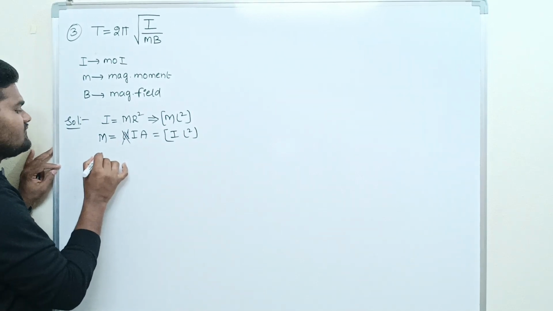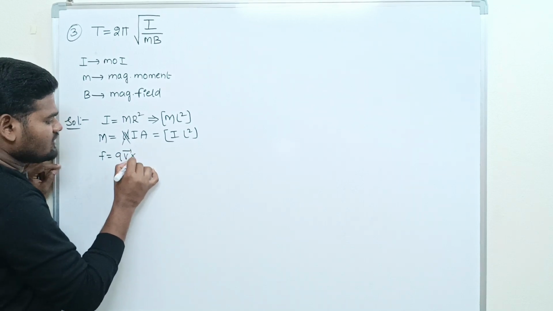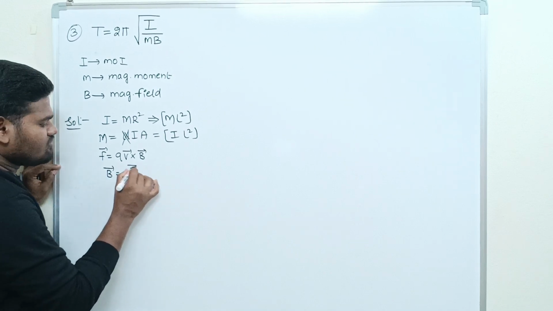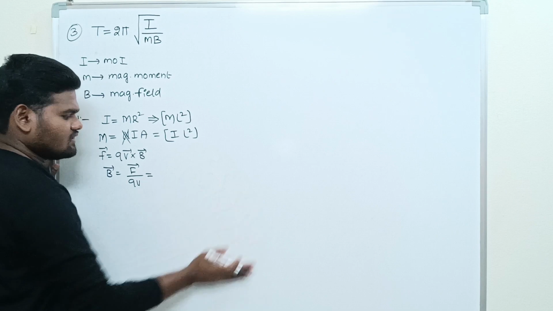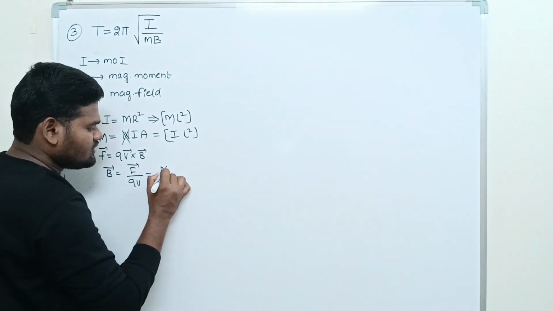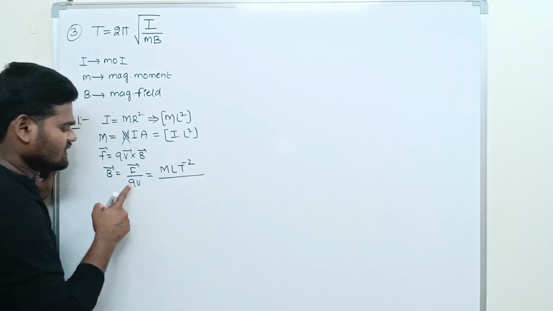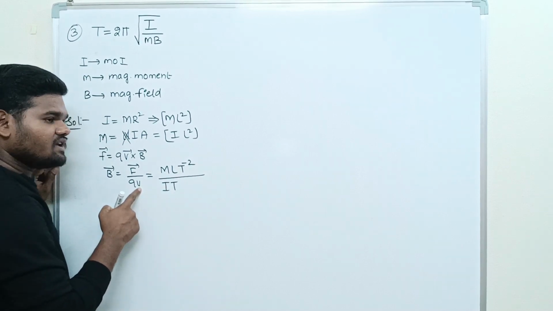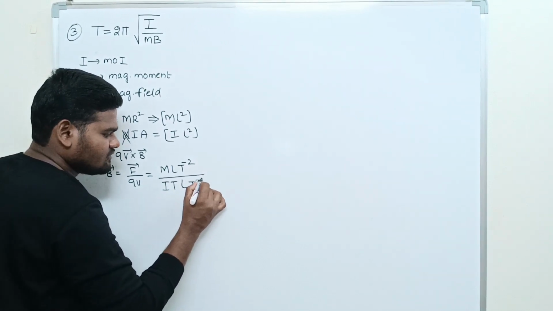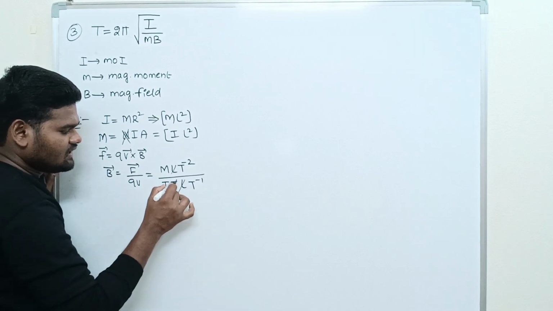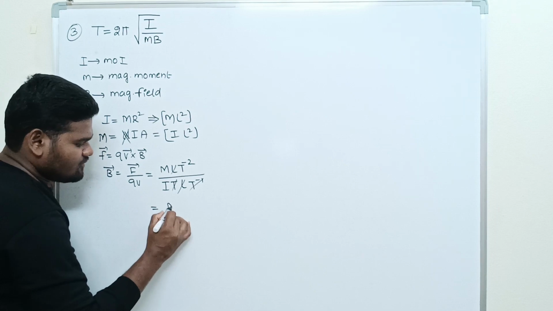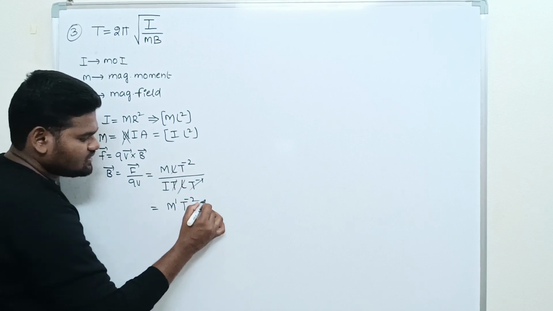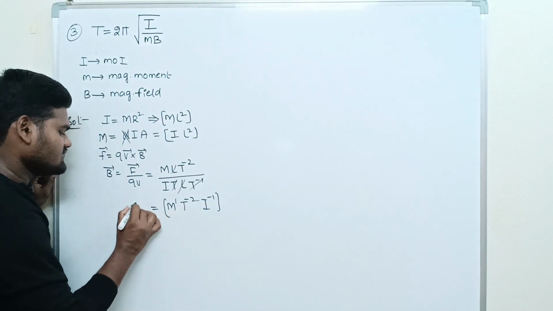So for magnetic field, we have the formula F equals Q V cross B. From this we can write B equals F by Q into V. What is force? F equals m a, mass into acceleration, M L T power minus 2, divided by Q. Q means charge. Q equals I into t. V is velocity, distance by time. So here L gets cancelled out, T inverse gets cancelled out. We get M power 1, T power minus 2, and if I comes to the numerator it becomes I power minus 1. So this is for B.